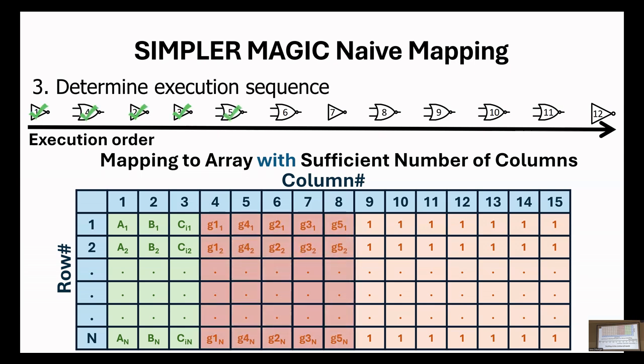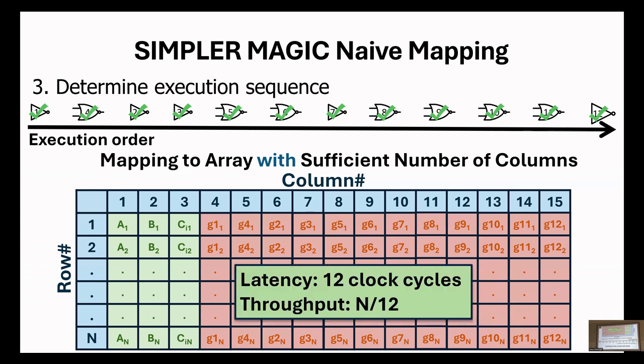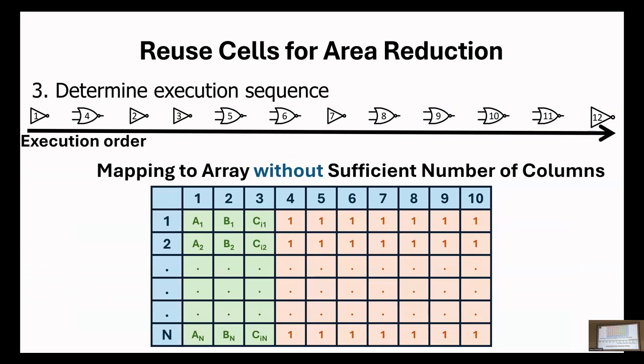So we can execute the gates one after the other in all of the columns until we finish all of the gates. It took us 12 clock cycles, the same as the number of gates, and the throughput is n over 12. But what happens when we don't have enough columns, which is what usually happens?